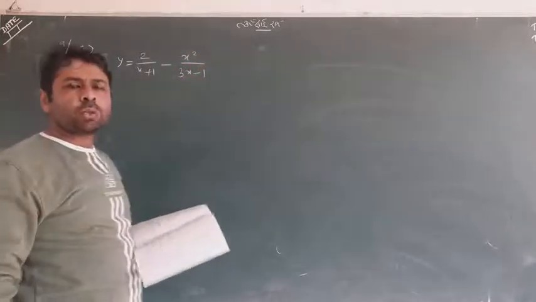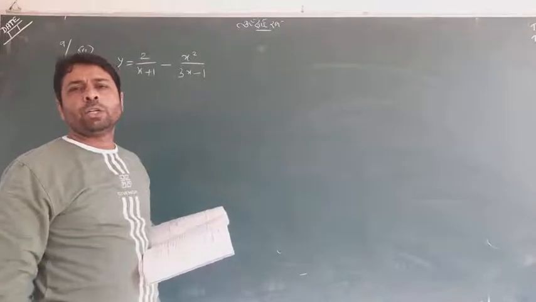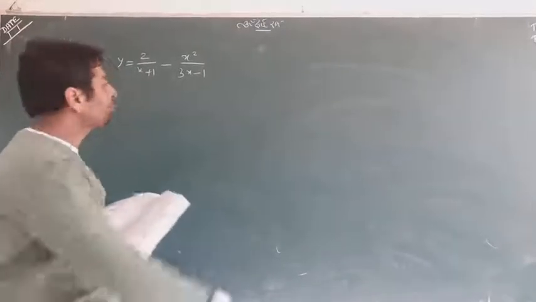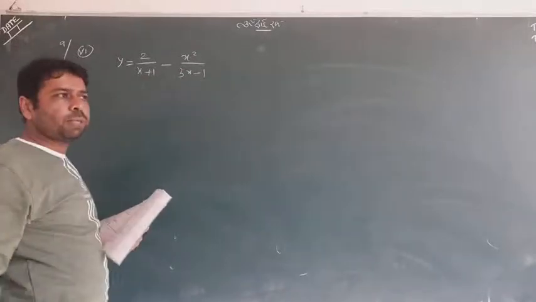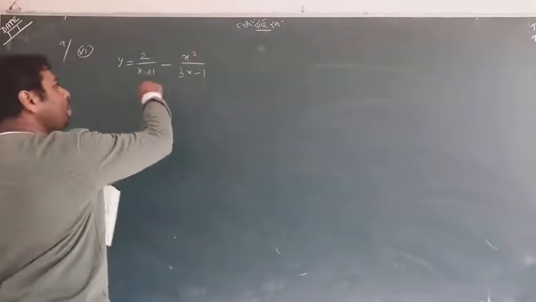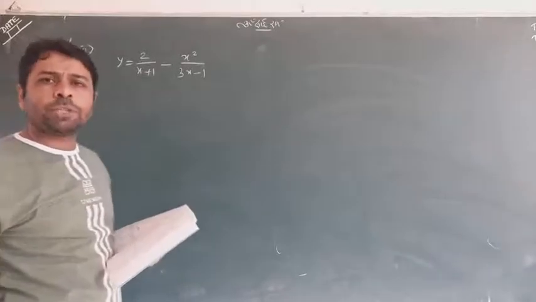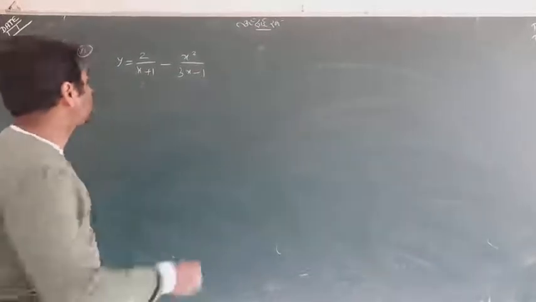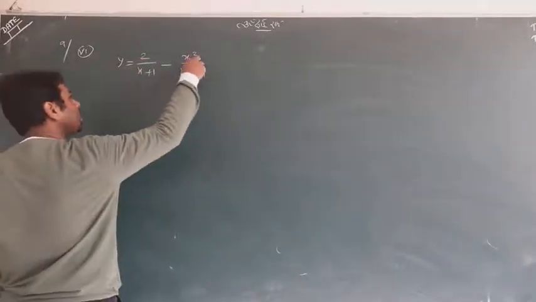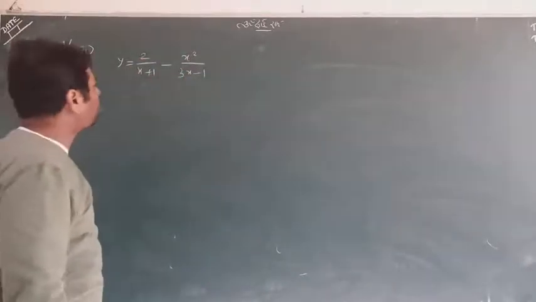Before doing this question, I again tell you that we have two methods. Either you can do it separately, or another method is to take an LCM and make a proper division question and get the answer. So we have two methods. Already I have told you this. So suppose y equals 2 upon (x plus 1) minus x square upon (3x minus 1).